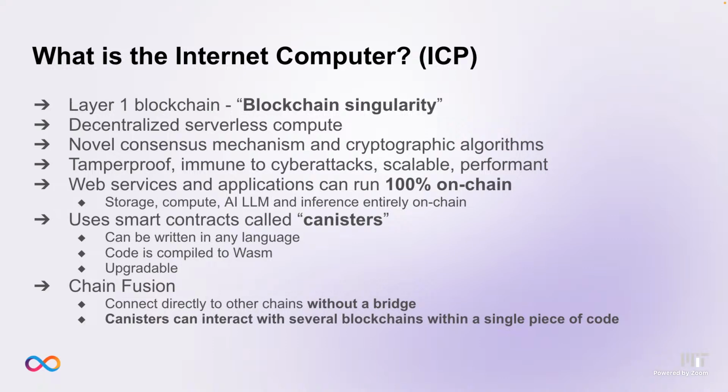We're also the only chain that we're aware of that is able to run AI LLMs fully on-chain. You can do on-chain inference, and you don't have to run things locally or outsource to different APIs. Everything can be run directly on what we call canisters. Our term for smart contracts is canisters.